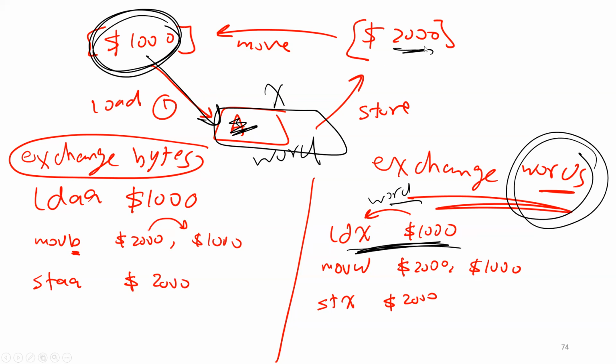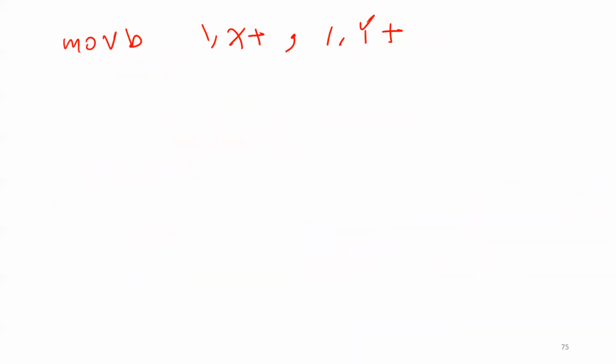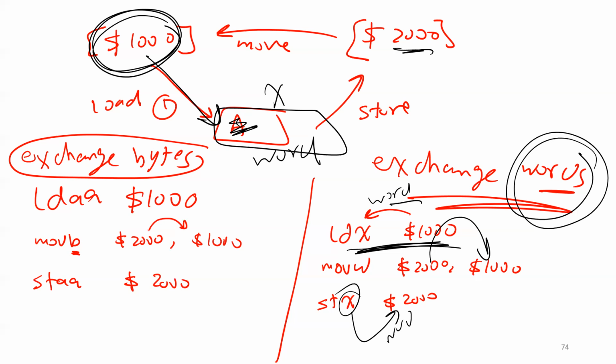Number 2, now I want to copy a word from 2000 to 1000. So I'm going to say move word 2000 to 1000. This instruction is going to copy a word from here to here. Is that okay? Finally, I have to store X in 2000. When you store X, as I said before, you are going to copy a word because this is X. Any questions?